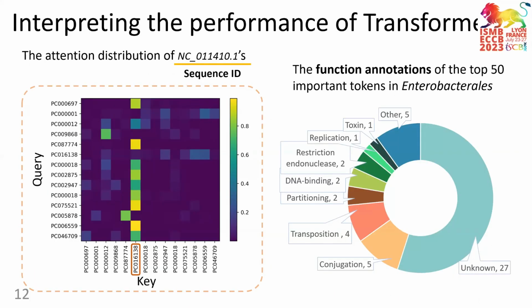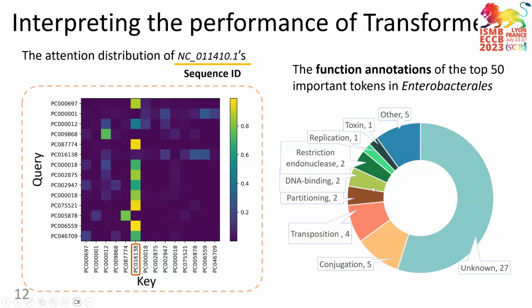Here, we interpret the performance of the transformer by analyzing the attention distribution of different tokens. Here we visualize the tokens in one sequence. And in this matrix, the light color means this token has high attention with other tokens. And in this matrix, we can see the protein cluster 16138 has high attention with other tokens.